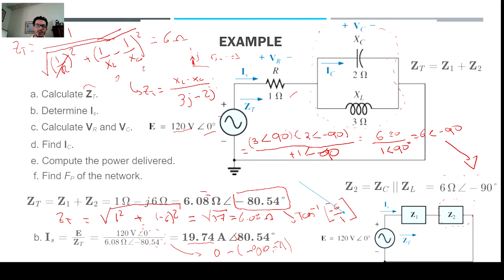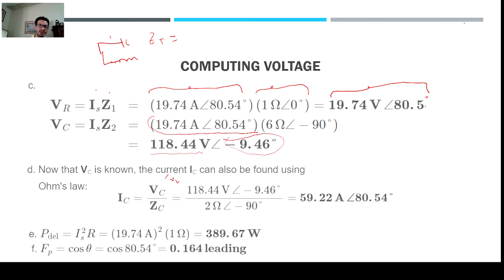If you look at the figure again, it was 2 ohms is the reactance, and since it's a capacitor, the impedance is the reactance at a negative 90 degrees phase shift. So the current is the voltage through the capacitor, which we just computed, divided by the impedance of the capacitor. Therefore, 118.44 divided by 2 is 59.22 amps, and negative 9.96 minus negative 90 is 80.54. So this is the current through the capacitor, 60 amps.